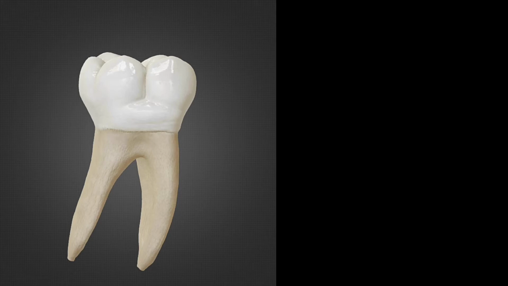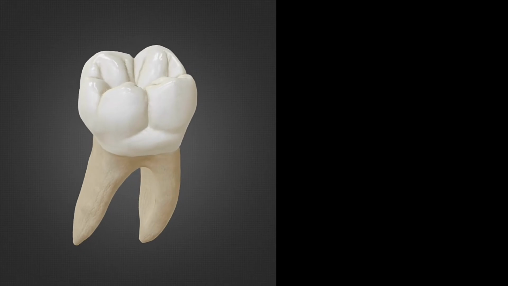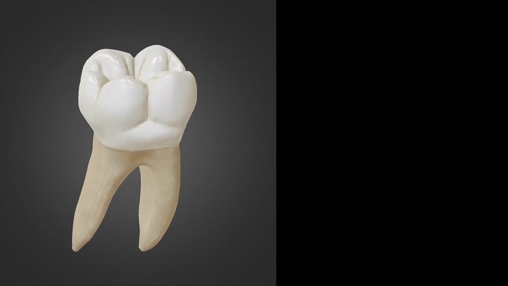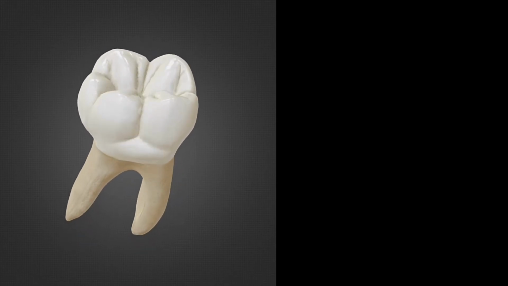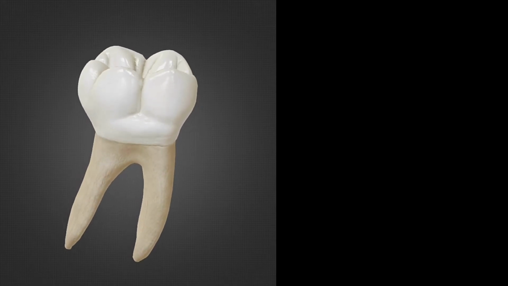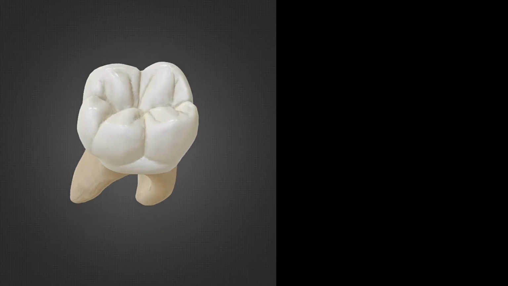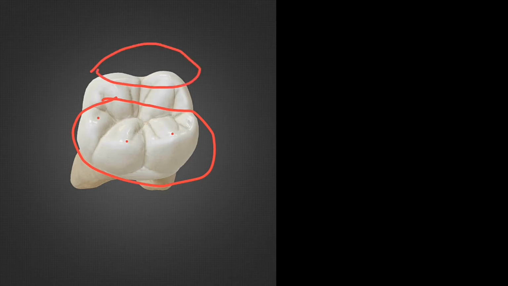Hello guys, in this video we are going to talk about the permanent mandibular first molar. So this is the right permanent mandibular first molar, and this is the largest tooth in the mandibular arch. It is in the sixth position from the midline, and it has five cusps: three on the buccal side, one, two, three, and two on the lingual side, so that makes a total of five.